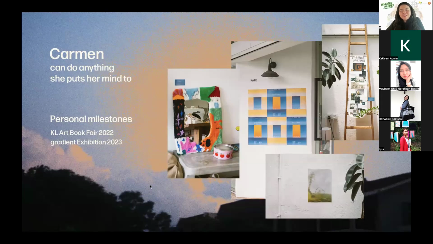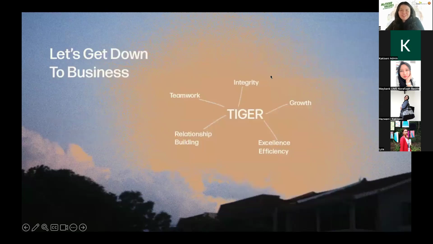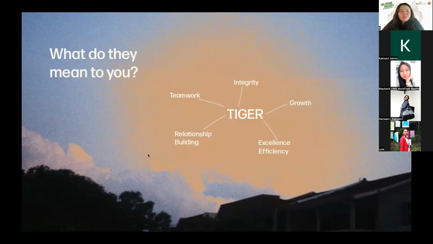Yes, let's get down to business. I think that's the next slide. So a reminder on what TIGER is. TIGER, again, is teamwork, integrity, growth, excellence, efficiency, and relationship building. And if you can go on to the next slide. For me, what I would like to ask you is, what do each of these things mean to you?